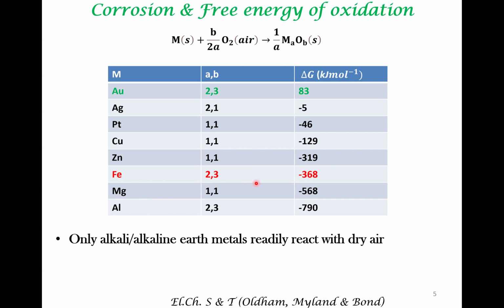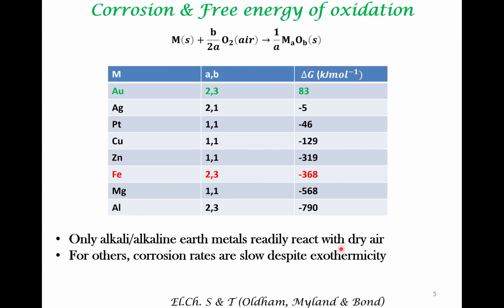So even though delta G of oxidation is negative for many metals, only alkali and alkaline earth metals readily react with dry air. Okay, this is because the corrosion rates are typically slow despite exothermicity, despite thermodynamics indicating these processes are spontaneous. Corrosion rates are typically slow. So that is good. Okay, so in that manner, we can suppress corrosion to a good extent in many class of metals.